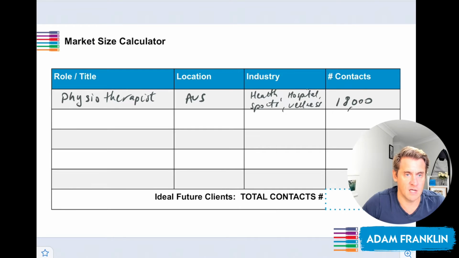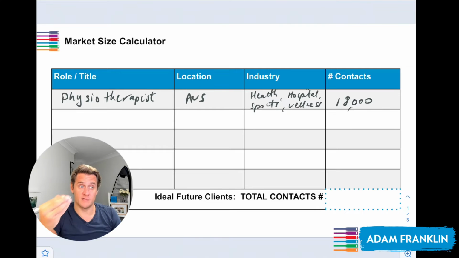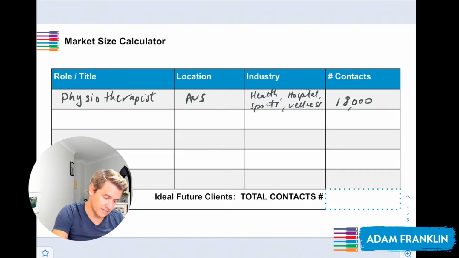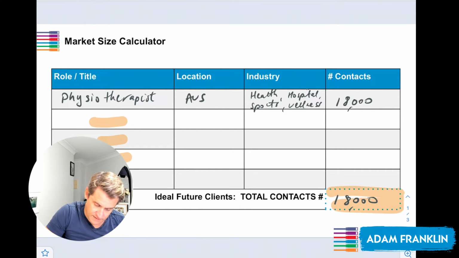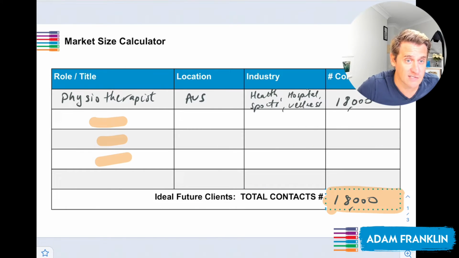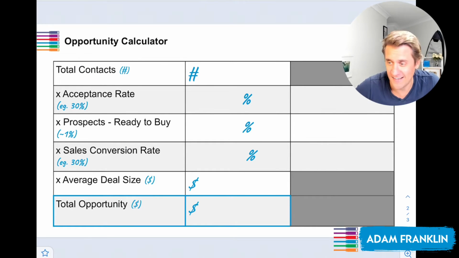Of course, if you wanted to do that for other types of professions or other types of locations, by all means, and just gradually add them all in here. But 18,000 is a really good place to start. Okay, so now on the next slide, we're going to actually calculate the actual dollars on the table for you.